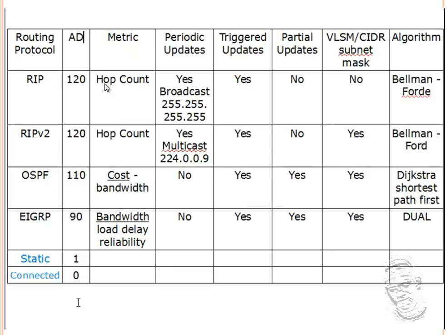Alright, so when we look at metric as well, OSPF uses a concept of cost in terms of bandwidth. EIGRP as well uses bandwidth, delay, reliability. They also use MTUs and so on, which I didn't put on the chart here, but when you read the Cisco lab, you would have come across the MTUs. But the concept of bandwidth versus hop count is that with RIP version 1 and 2, because of the algorithm, it uses the shortest path to get to that particular network.